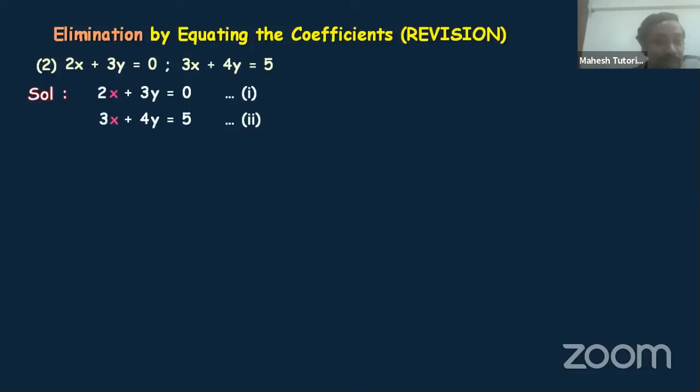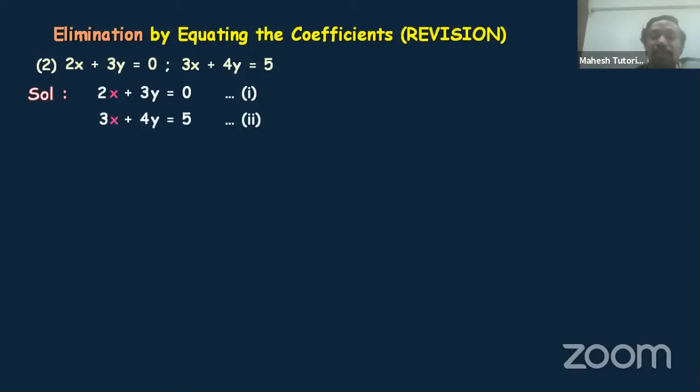Now what I'm going to do is I will make the coefficients of x equal. Now students, tell me in equation 1, what is the coefficient of x? Correct, 2. Now tell me in equation 2, what is the coefficient of x? 3. Okay, in equation 1 with x there is number 2, in equation 2 with x there is number 3. 2 and 3, are the coefficients equal? No. So I will have to make the coefficients equal.